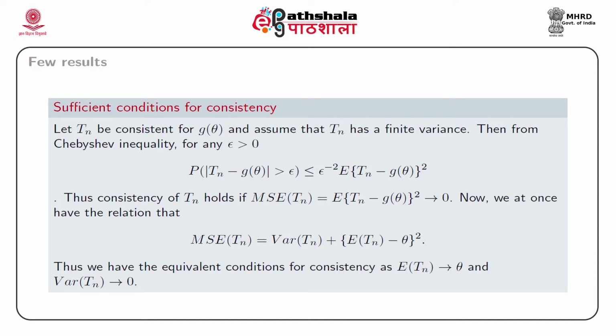epsilon is less than or equal to the mean square error of Tn divided by epsilon square. Thus, if this mean square error tends to 0, then consistency holds. Now, we at once have the simple relation that MSE of Tn is nothing but the sum of the variance of Tn and the square of the bias. Thus, we have the equivalent conditions for consistency: expectation of Tn tends to theta, that is bias tends to 0, and variance tends to 0.